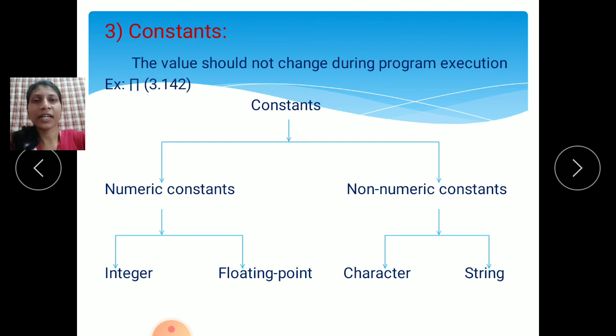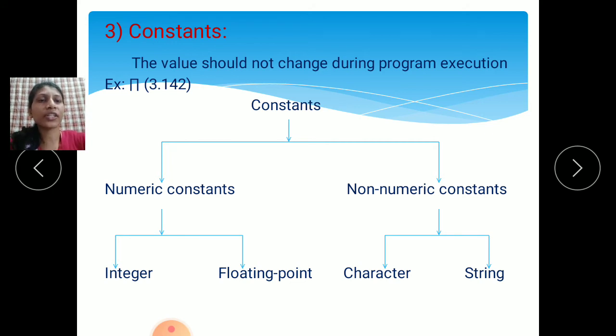Integer constant means there is no decimal point, only the integer value. Floating point constant means there is a decimal point, so that value is known as a floating point constant. Then non-numeric. In numeric constants we use only digits, for integer and floating fraction values. That is known as the numeric constant, means only numbers. That type of constant is called a numeric constant.